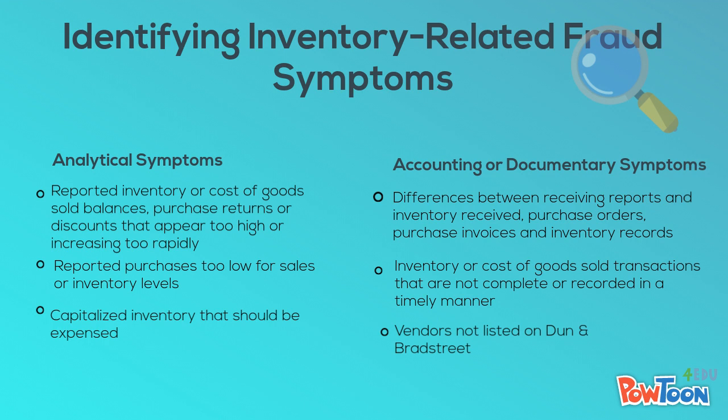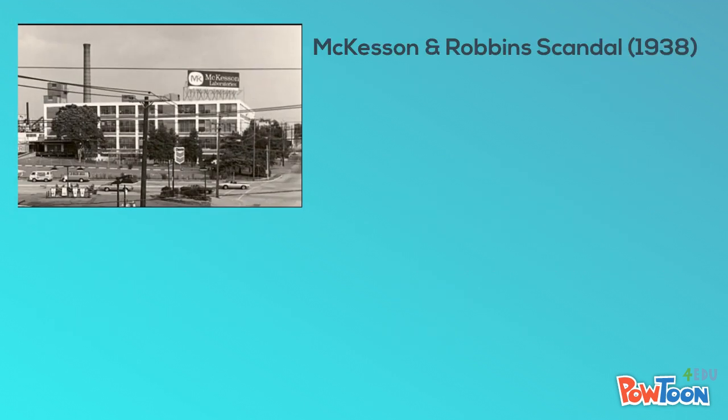One documentary symptom is vendors not listed in Dun & Bradstreet. This was a fraud symptom that tipped off McKesson and Robbins' company treasurer, Julian Thompson. Thompson became suspicious of large payments made to W.W. Smith Co., which is an analytical symptom. Thompson pulled their D&B credit report and took it to a D&B representative for verification. There he learned that the reports were forged and fake.